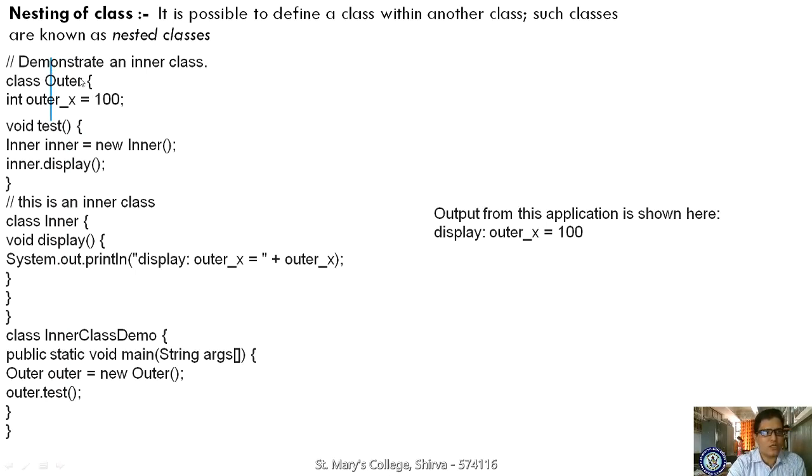Here, class Outer. In the outer class we are declaring the variable int outer_x is equal to 100, and here we have declared the variable and initialized the value as 100. Void test. In the void test, you are seeing that we are creating another class object. We will see what that other class is. Inner class. I am creating the object named inner. How do we know it is object creation? Because we are using new. Afterwards inner.display, whatever method exists in that inner class, we are calling that method.